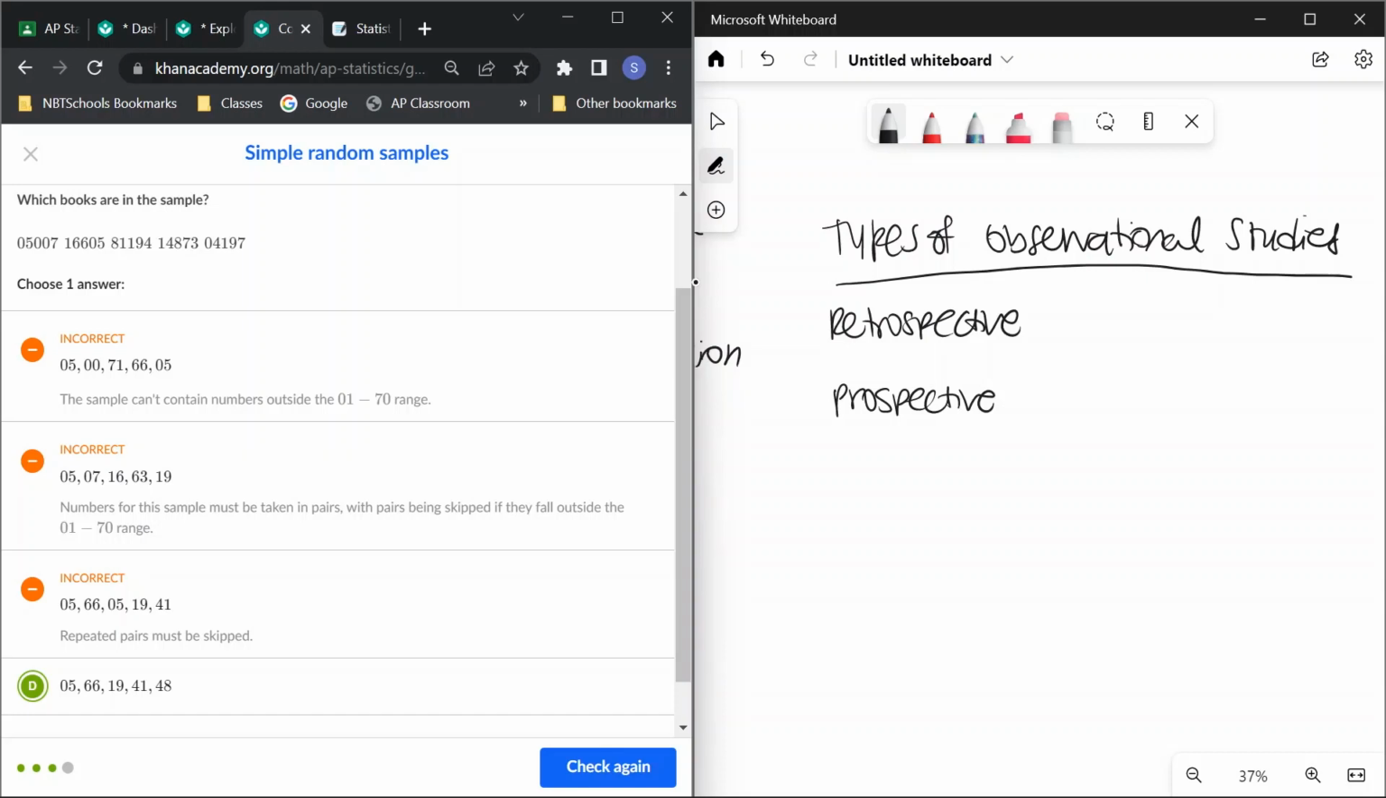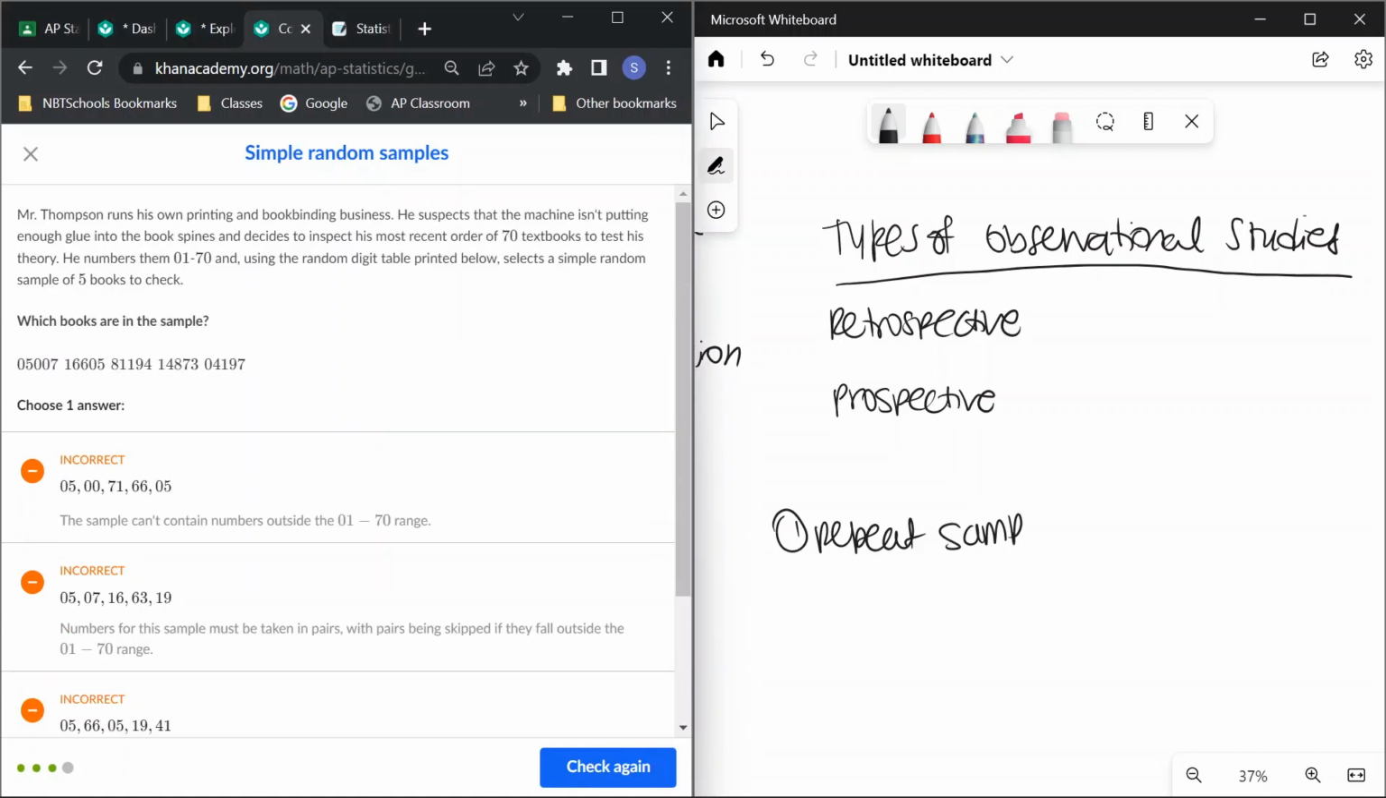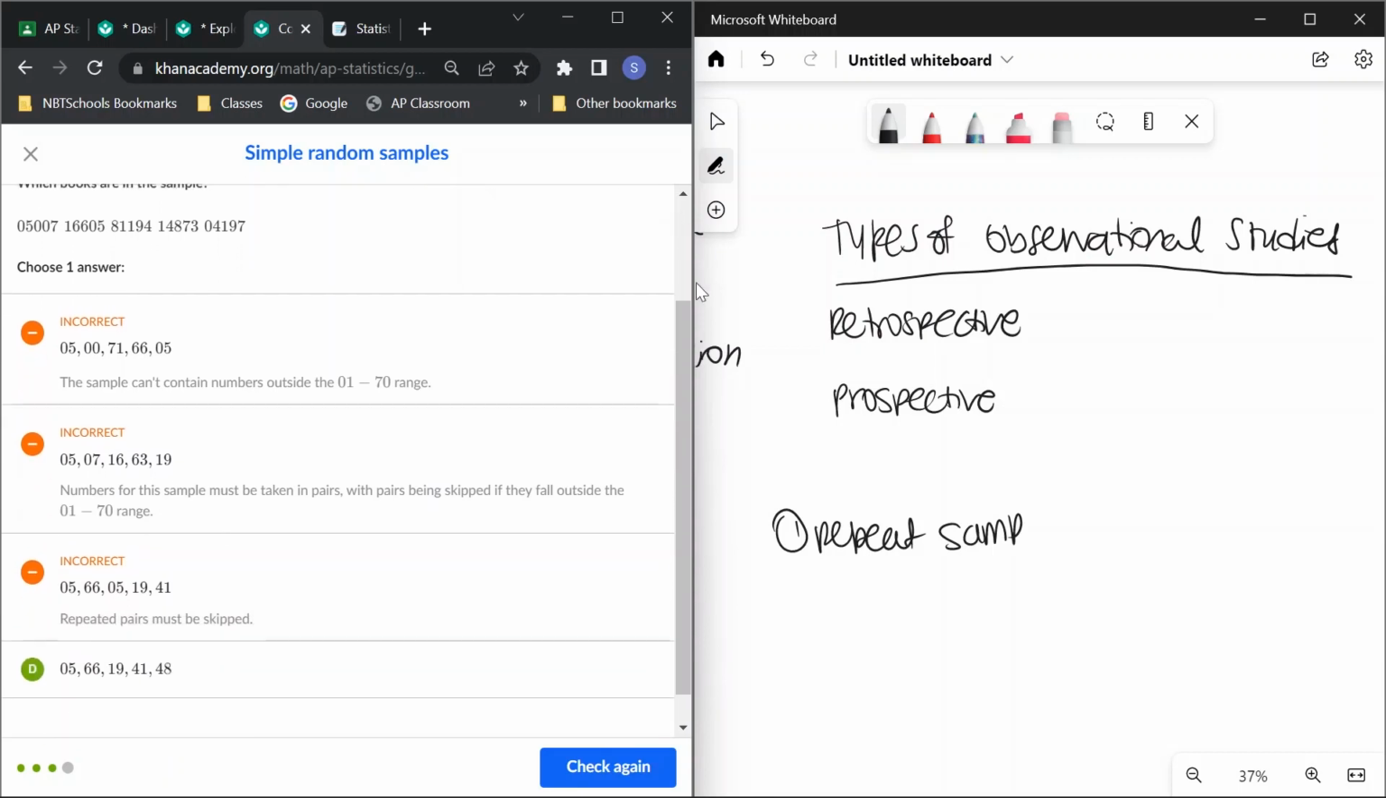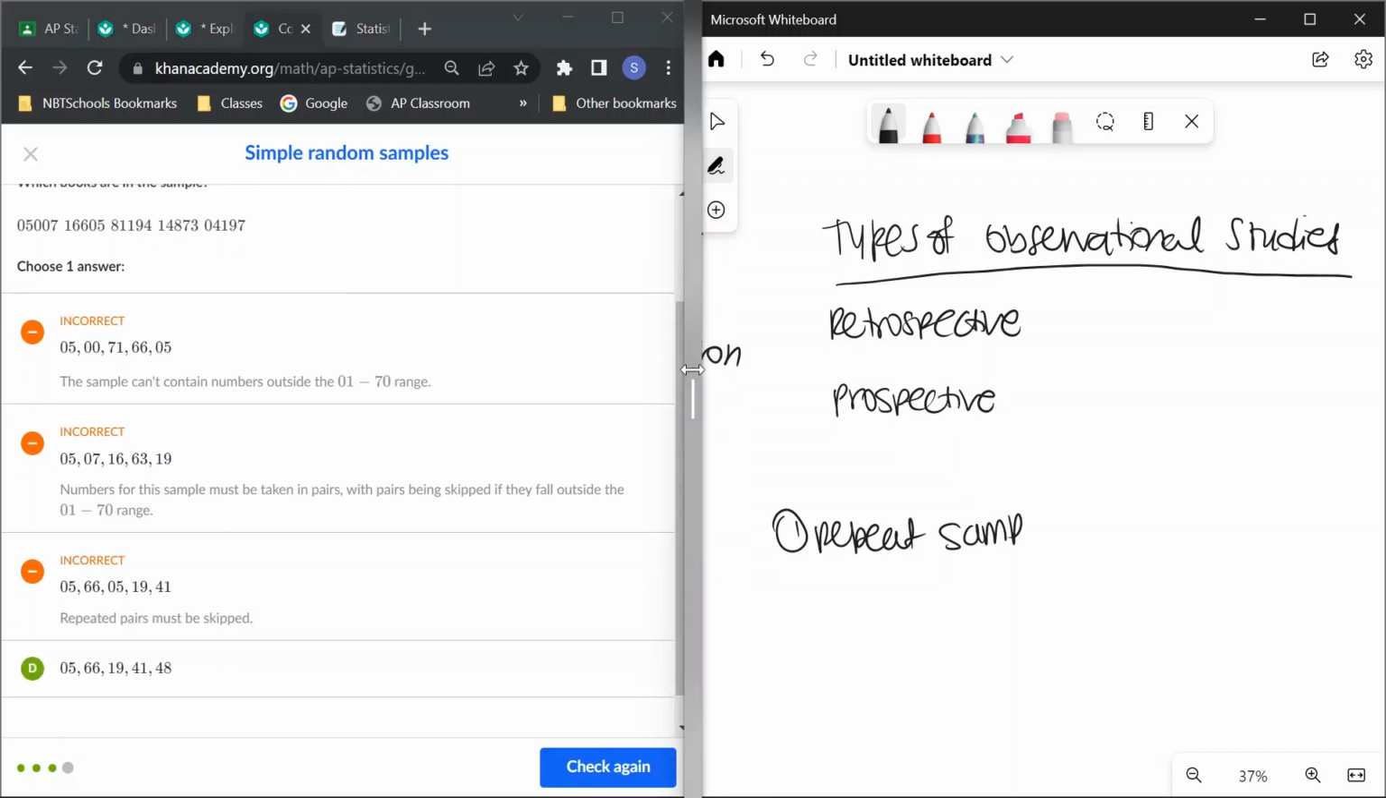So this is a lesson. It's a good lesson. You can't repeat samples. You can't get samples or use samples outside of the range.